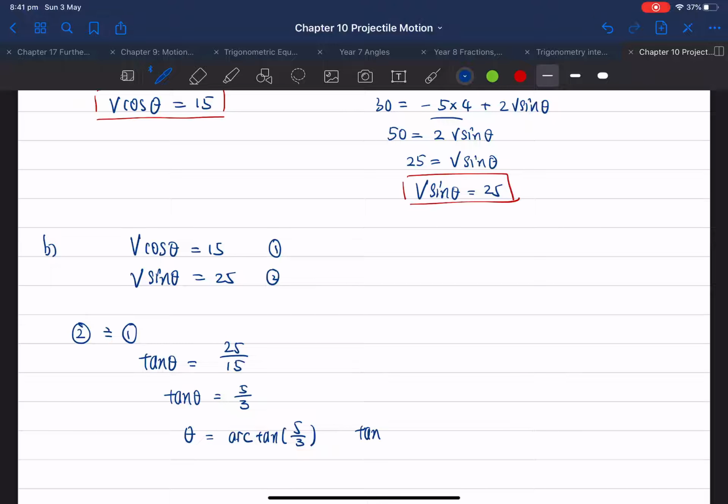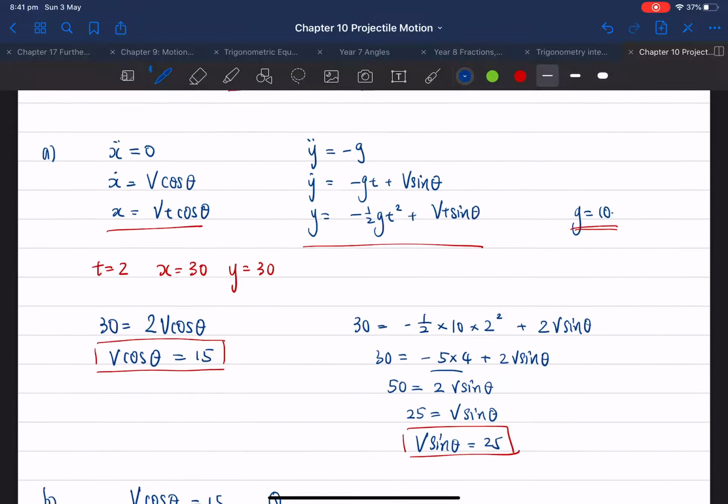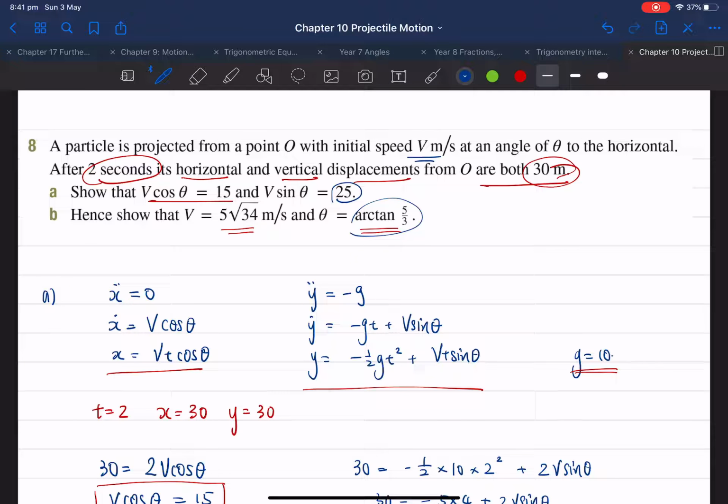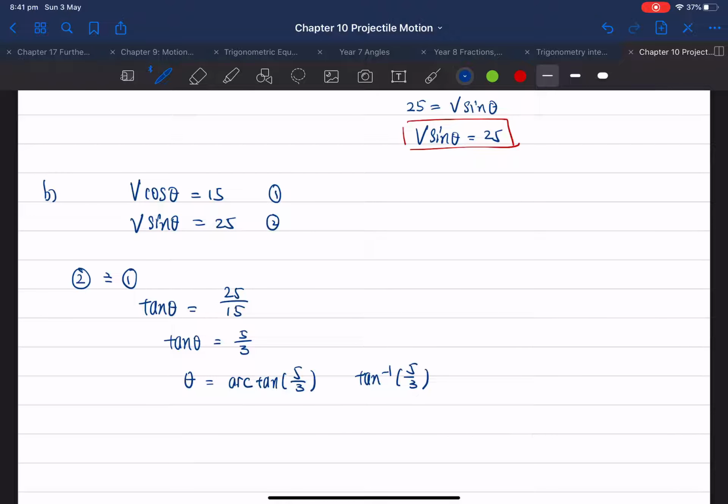Or you can just write tangent inverse 5 over 3. Now the reason I write arctan 5 over 3 is because that's what the question gives us, arctan. Another form to write an inverse trig. Right, so we're on the right track. Okay, that's how we find the theta. Now we just need to find v. How do we find v?